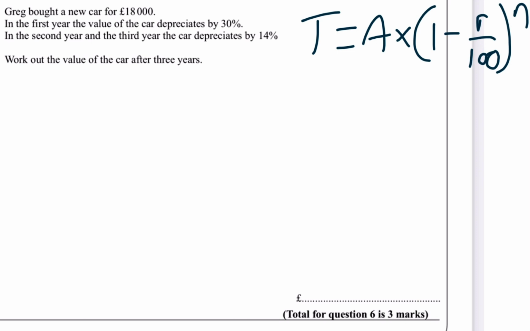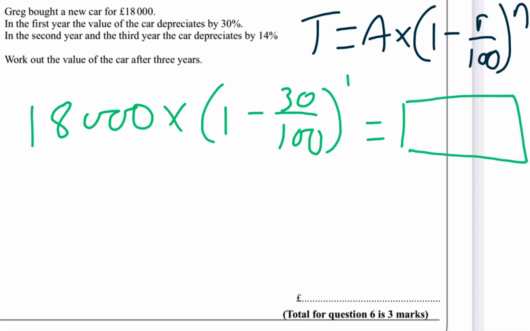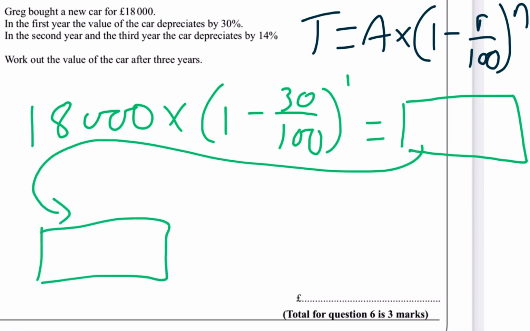In the second and third year, so second and above, it depreciates by 14%. Again, you can do the following: £18,000 multiplied by 1 minus 30 over 100 for the first year, and you get an amount. Please work that out. You can then take that amount and multiply it by 1 minus 14 over 100.